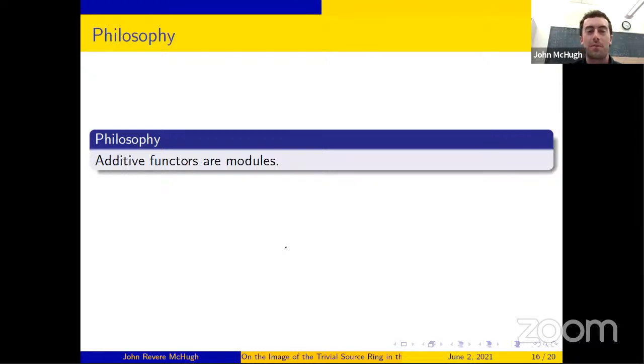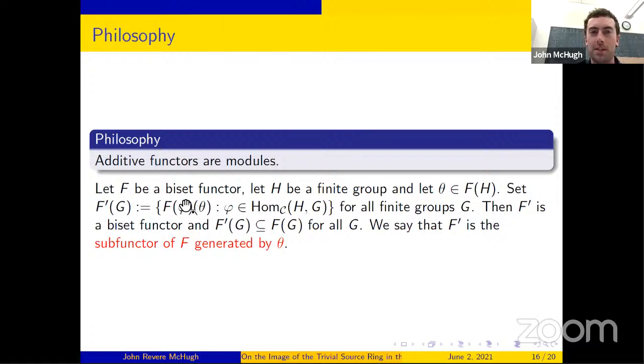Now, here's the philosophy when working with functors, transferring from modules to functors. Additive functors should be considered as the same thing as modules. And so ideas from module theory should transfer over when you are thinking of additive functors. And one important notion you can transfer over, important to this story, is that if F is a biset functor and H is a finite group, let theta be an element of the image of H under F. So theta could be like a character in the virtual character ring if I took F to be RC.